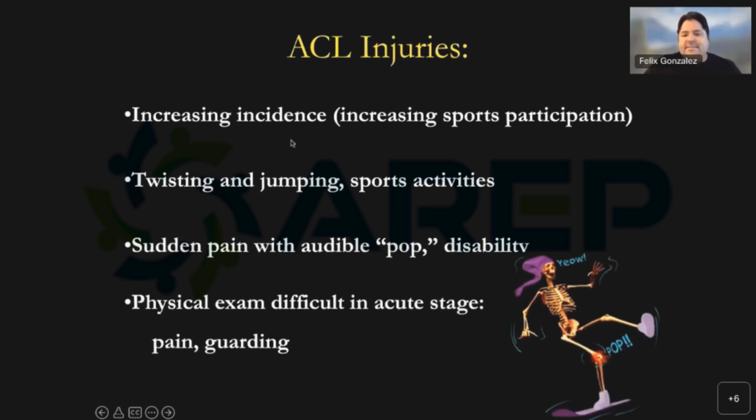Its increasing incidence is probably related to the increasing sports participation that we see throughout the world, right? Usually related to twisting and jumping injuries, high energy activity level injury, sports related activities. Usually you have a sudden pain with an audible pop that leads to some disability. That's the most common descriptor when they come into our offices. The physical exam sometimes can be very difficult in the acute stage, just because they have a lot of pain and they tend to guard and prevent an appropriate physical exam.